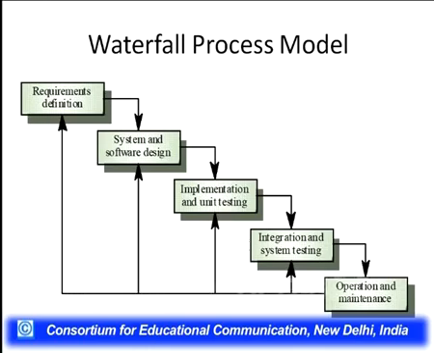In this case we can see the first phase or the first activity is the requirement definition activity. The second activity is the software and system design activity. The third activity is the implementation and unit testing activity. The next activity is integration and system testing, and the final activity is the operation and maintenance activity.